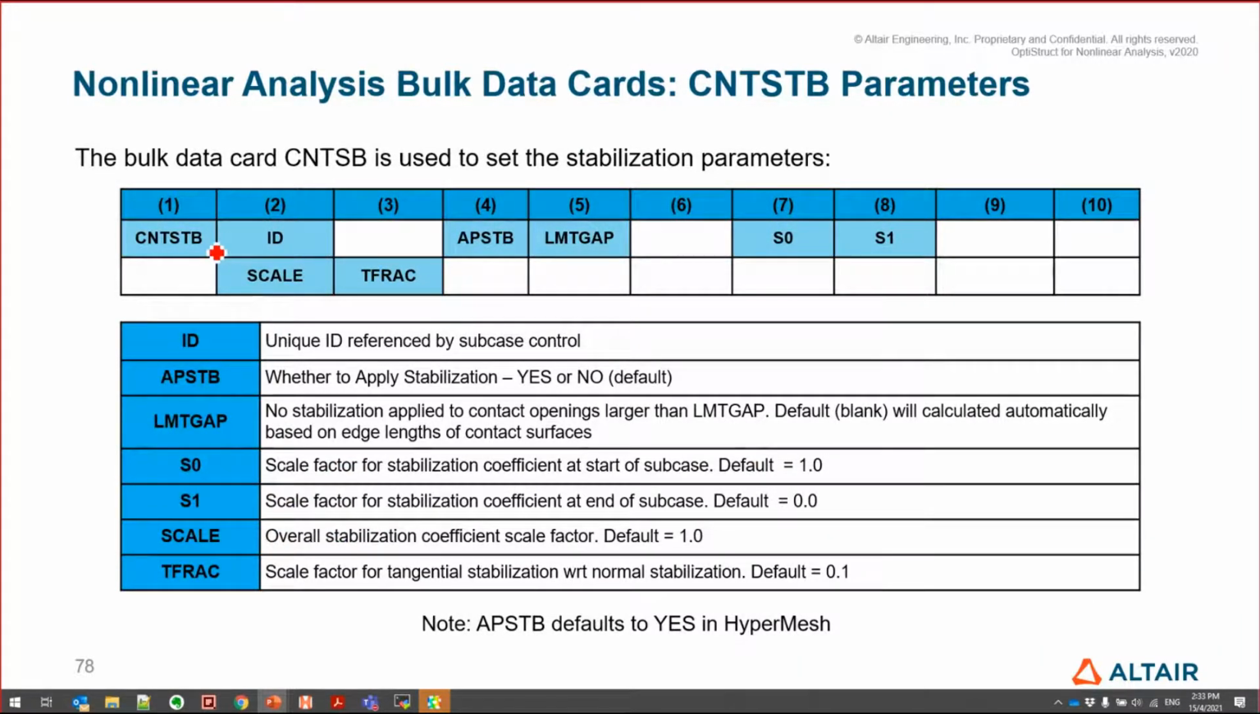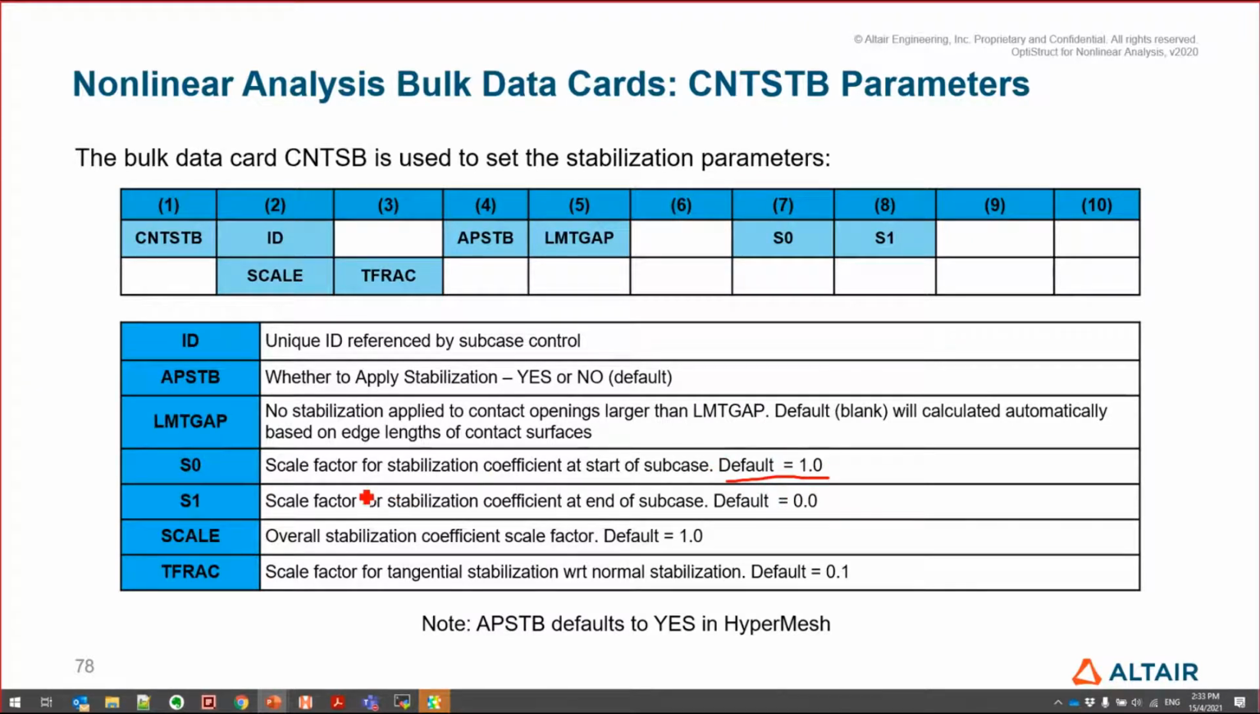So this is the contact stabilize card. The most important thing for this card is first you need to know the keyword, and the ID will take care of itself. The only thing that you might want to manipulate is the S0 and S1. This is a scale factor for the stabilization energy at the beginning of the subcase and at the end of the subcase, right? Your run might get unstable maybe in the beginning. So that's where you want to put a factor of 1. So if the stabilization energy were to be introduced, it's going to apply this full factor here.